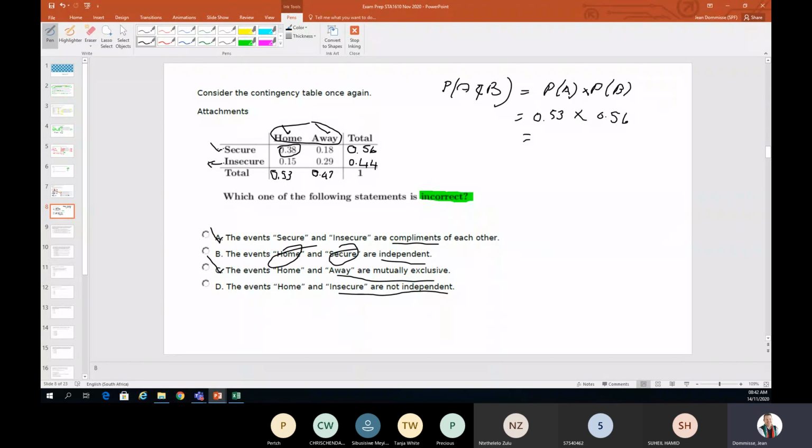independent. If it does not give me the answer, then it is not. Okay. So that tells me that these ones are dependent and not independent. If they were equal to 0.38, they would have been independent. It is not equal to 0.38, so they are dependent. Okay, so B is the wrong one.